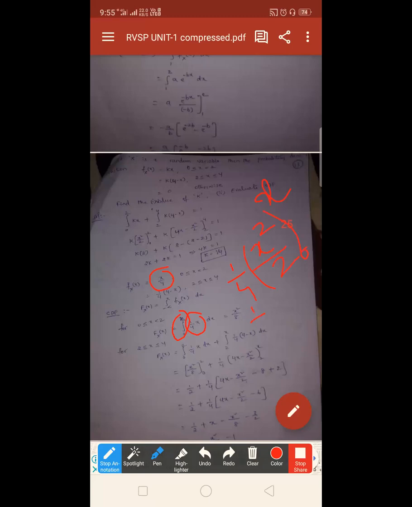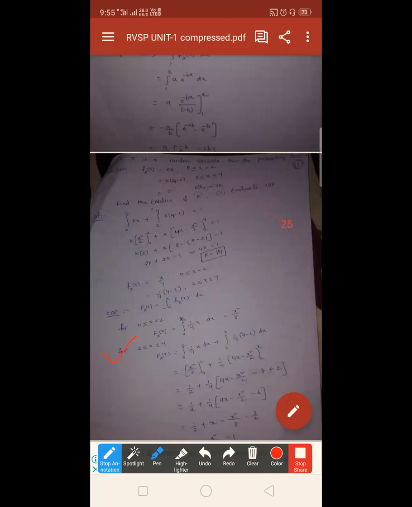So 1 by 8 into, now apply the limits. Substitute x in place of x. You will get x square only, because we are substituting x in place of x. Minus 0 square. 0 square is 0. So x square minus 0, you will get x square by 8. That is the answer. Okay.